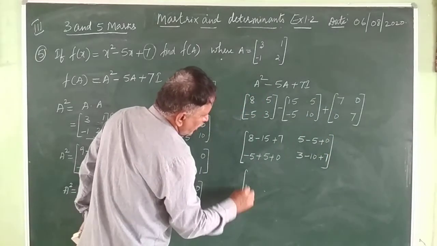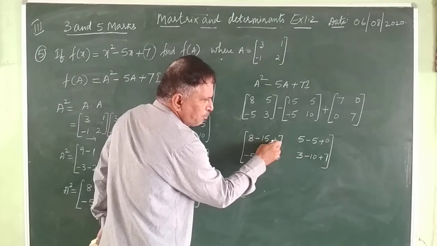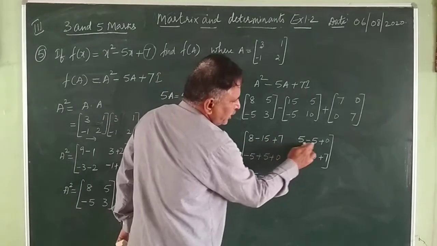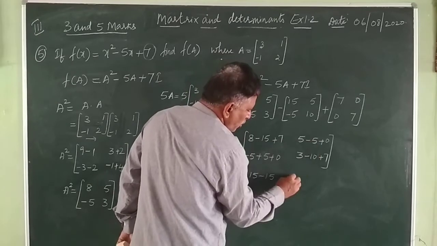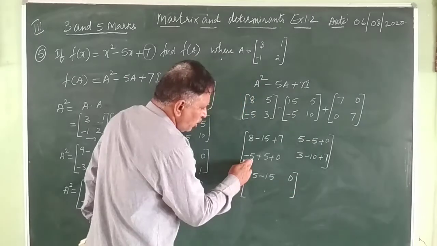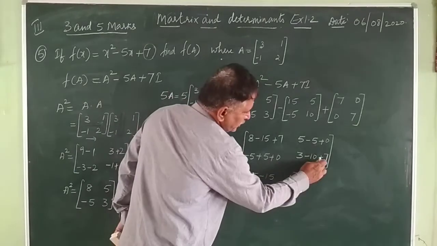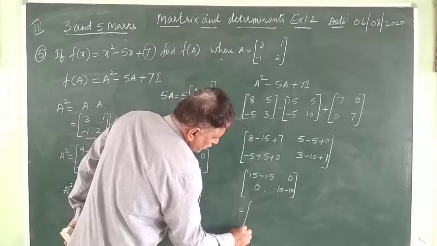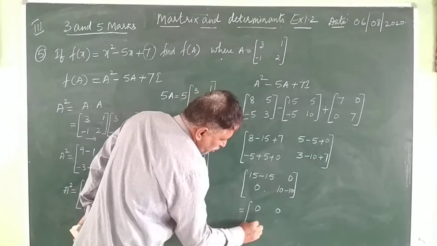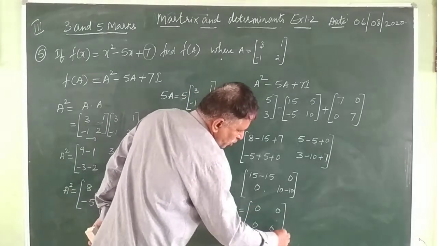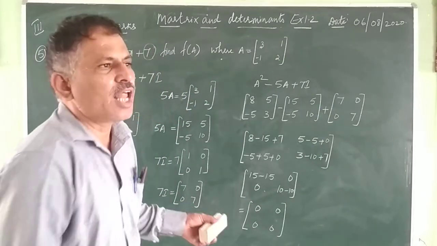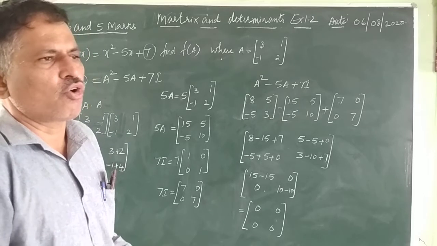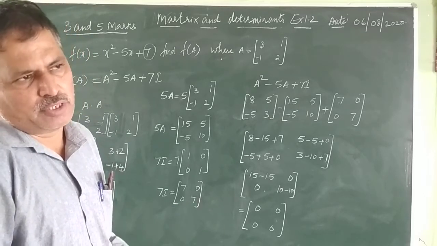Now if I add this, 8 plus 7 is 15, minus 15 gives 0. Minus 5 plus 5 will give 0. 0 plus anything is 0, so that is also 0. 3 plus 7 is 10, minus 10 gives 0. Now this is 0, 0, 0, 0. This is a null matrix, also called a zero matrix.